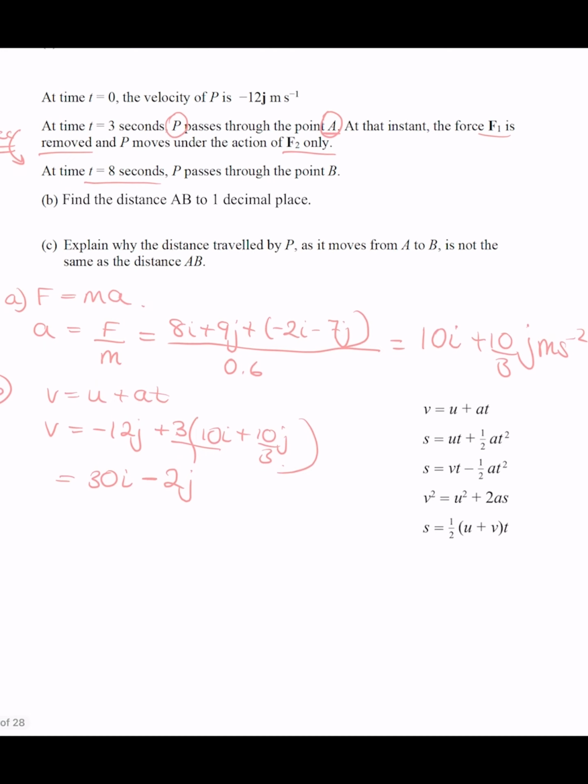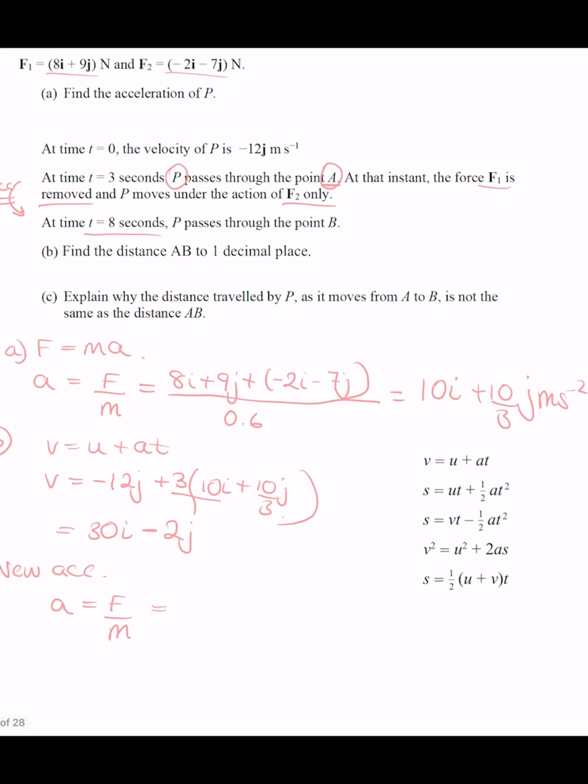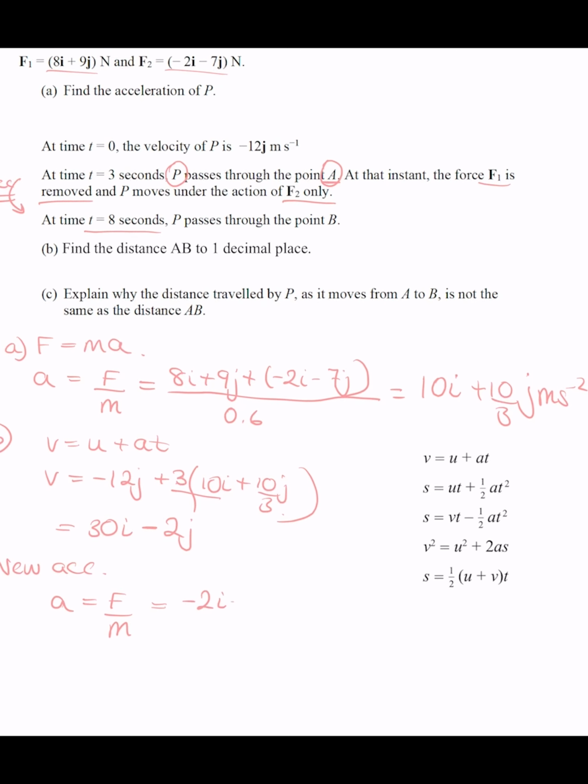Now we need our new acceleration. We already did a equals F over m. This time force 1 is removed and we've only got force 2, so minus 2i minus 7j over 0.6. We get minus 2 divided by 0.6 to give us minus 10 over 3i, and then minus 7 divided by 0.6 to give us minus 35 over 3j.